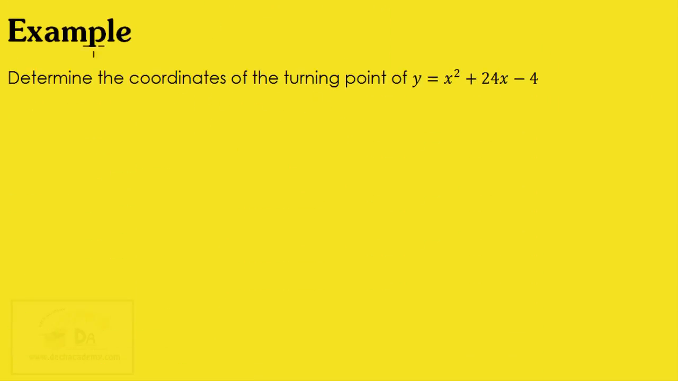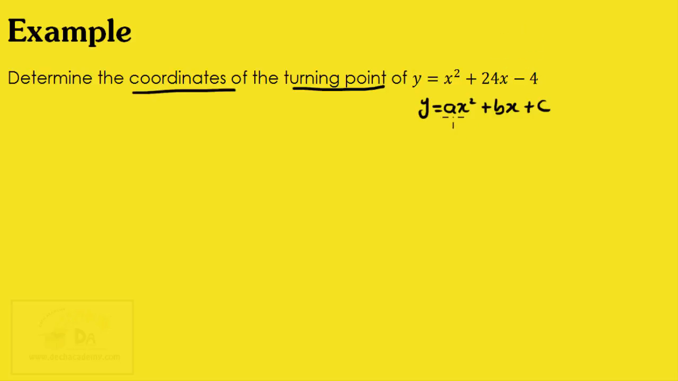Here's an example question, and it says determine the coordinates of the turning point of the quadratic equation y equals x squared plus 24x minus 4. This is a quadratic equation. It's of the form y equals ax squared plus bx plus c, because this minus 4 is the same thing as plus minus 4. So c is minus 4.